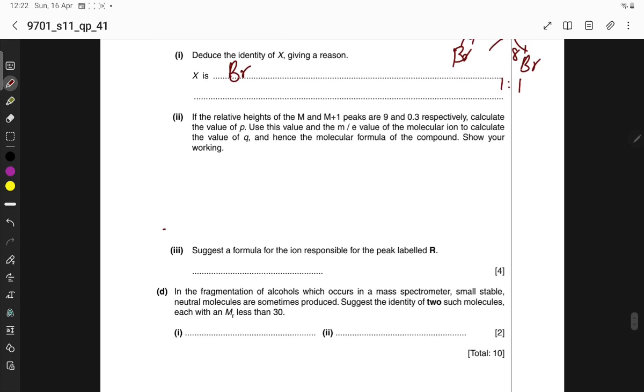The relative heights of the M and M plus 1 peaks are 9 and 0.3 respectively. Calculate the value of P. Use this value and the mass over charge value of the molecular ion to calculate the value of Q, and hence the molecular formula of the compound. Show your working.